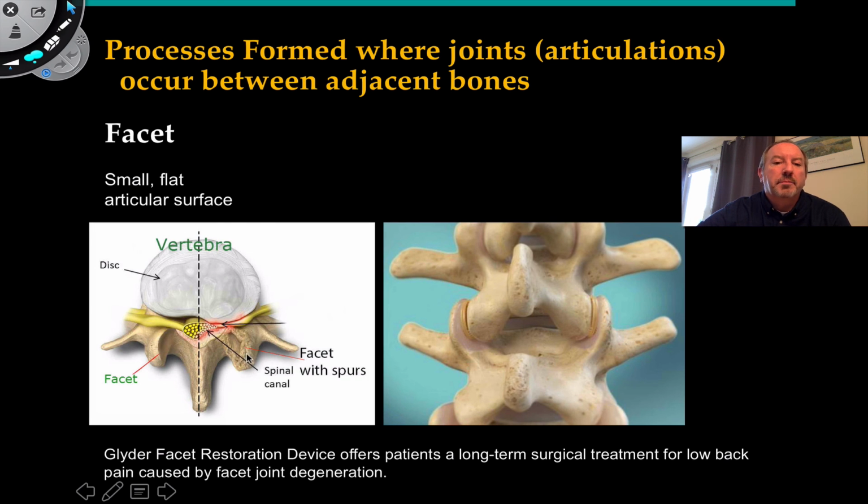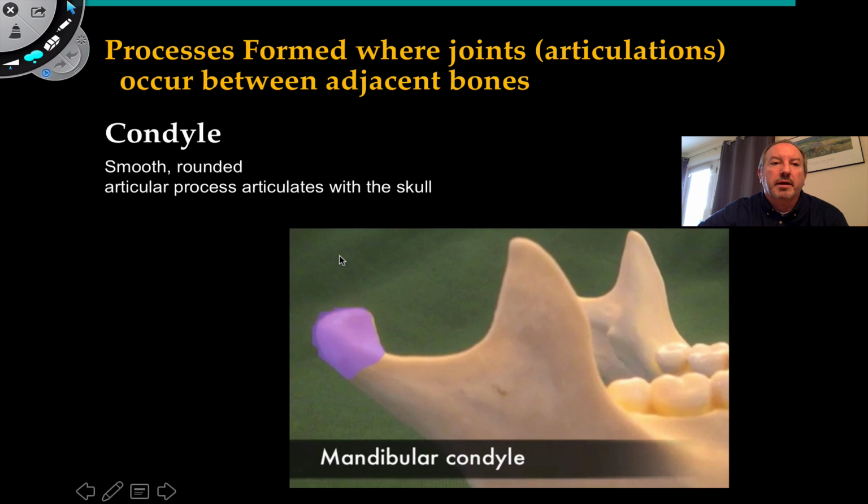Sometimes bone spurs can occur, which could be rather painful. This is a normal facet, and this is one with some spurs over here. I was poking around, and there's a device called a glider facet restoration device that often offers patients a surgical treatment for lower back pain when the facet spurs start to form right in here. So you can have replacements put in to reduce the pain in that area.